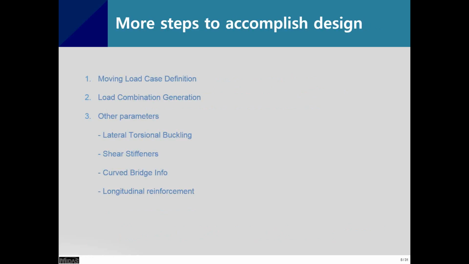So after you create a bridge model, you have to define the moving load case definitions. I know some of you have used the steel composite bridge widget. In the widget, you can define the live load, but in the live load definition in the steel composite bridge widget, you can only define the vehicle information and the traffic lanes. So outside of the widget, you have to define the moving load case, and then create load combinations per AASHTO LRFD.